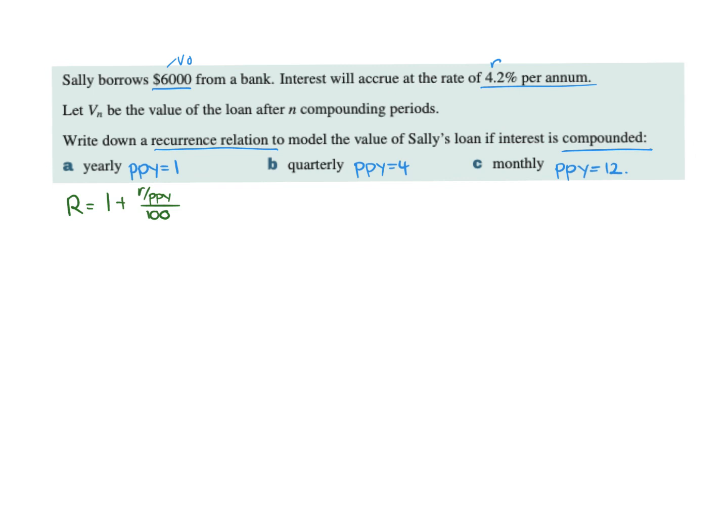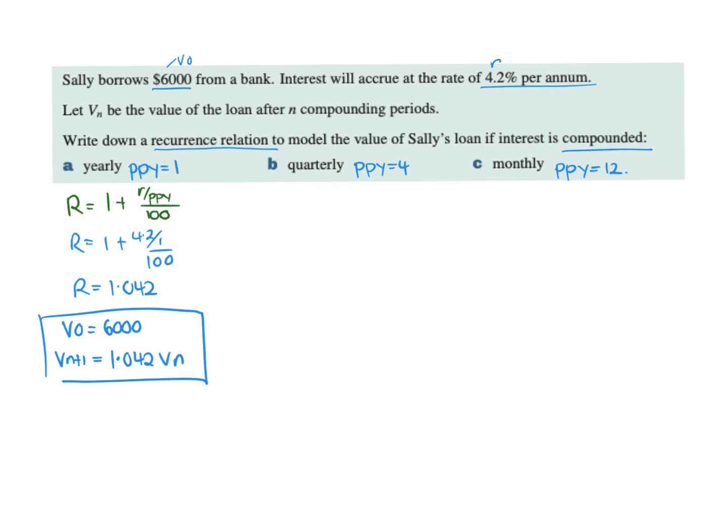So if I do it for this scenario where PPY was 1, I do it like that, and I end up with the R being 1.042. Okay, so we know that the common ratio is that, so now I can write a recurrence relation. So a recurrence relation means you have to write the V0, which is 6,000, then you have to write the rule of how to get the next one. And the rule for compound interest is to write that capital R, which I've worked out, and then we write just VN. So there's the recurrence relation for that scenario.